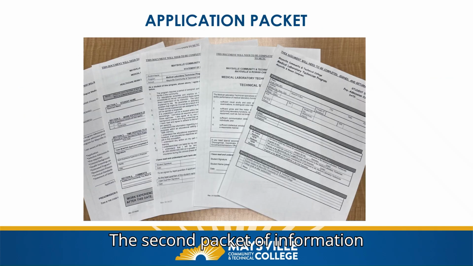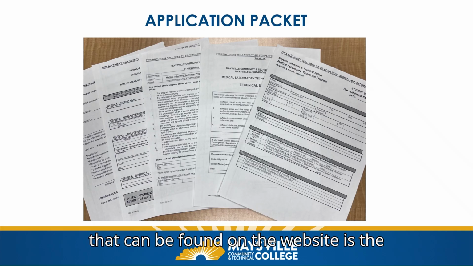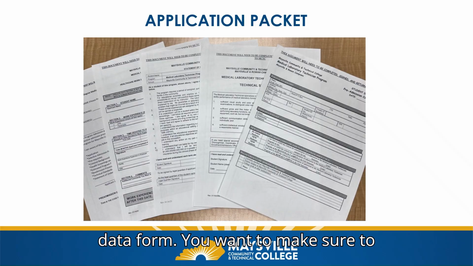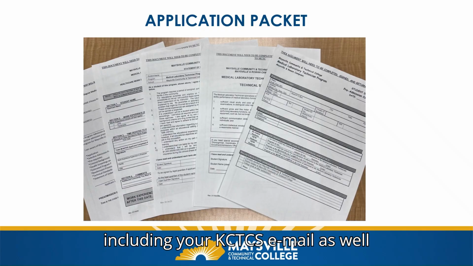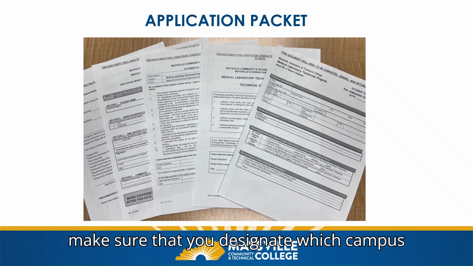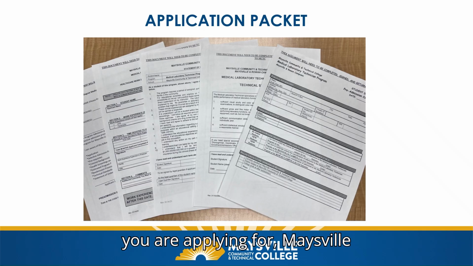The second packet of information that can be found on the website is the actual application materials. The first of these forms is a student data form. You want to make sure to complete your personal information, including your KCTCS email as well as a personal email. Also, make sure that you designate which campus you are applying for, Maysville or Rowan campus, as well as the year of admission.